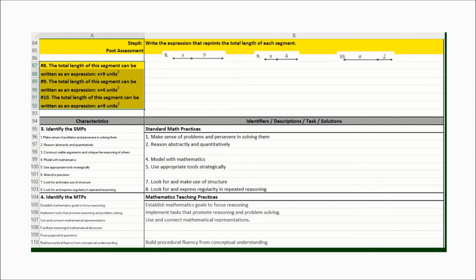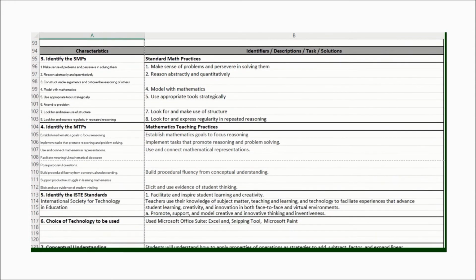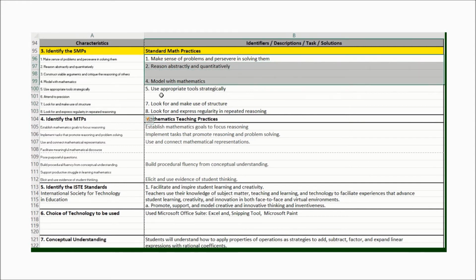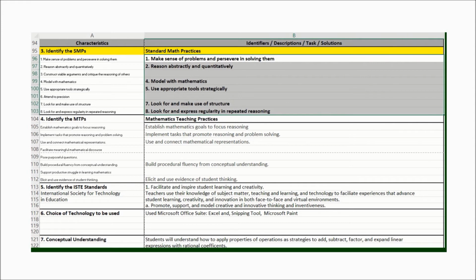So now that's the end of the lesson. Now we break down the mathematical practices and other things. As you can see, here's a list of all the SMPs, which are the standard mathematical practices. And the ones I have listed, the 1, 2, 4, 5, 7, 8, are the ones I use specifically for this lesson.